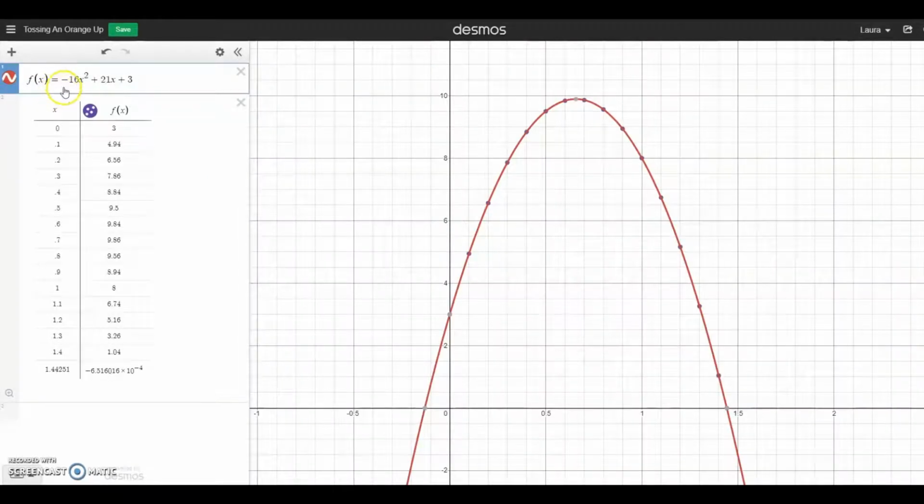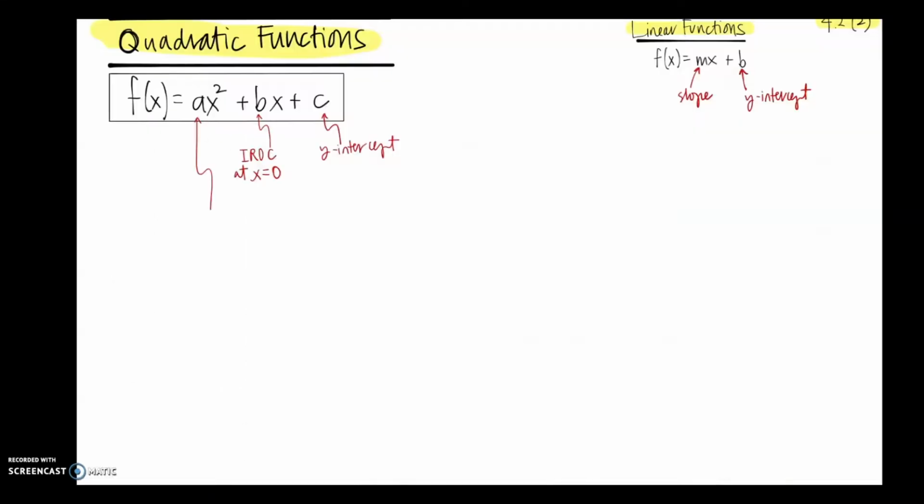So for now, what we'll remember is that when this number is negative, it's a concave down graph. And when this number is positive, it's a parabola that is concave up. So when a is positive, we get a parabola that looks like this, and when a is negative, we get a parabola that is concave down. So each of these numbers here gives us a clue as to what the parabola should look like.